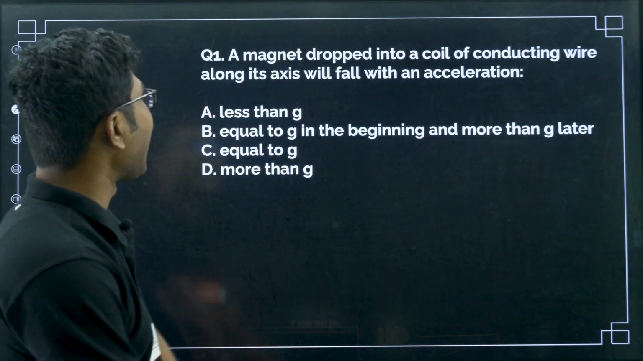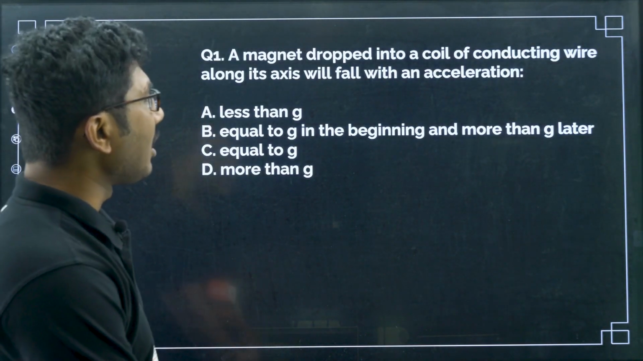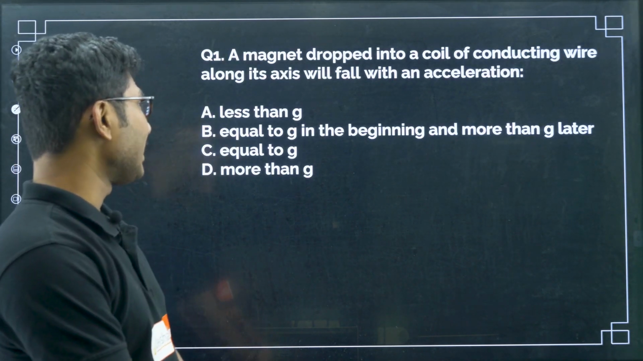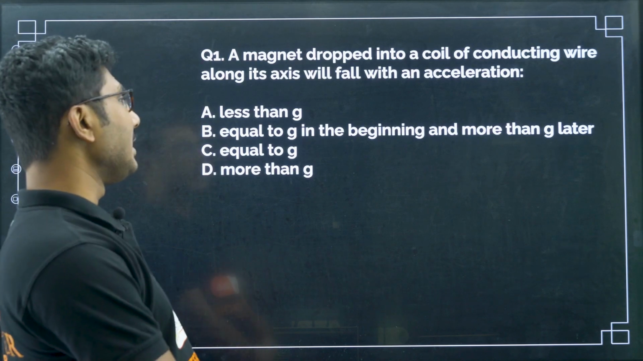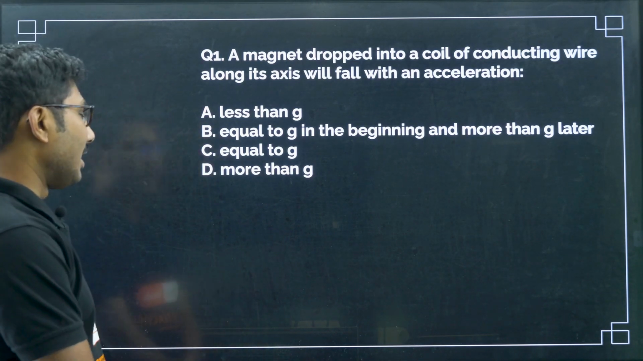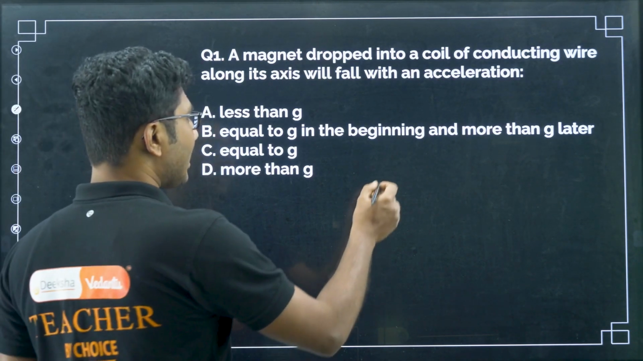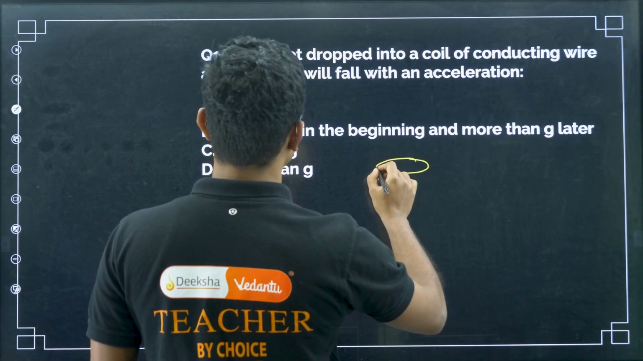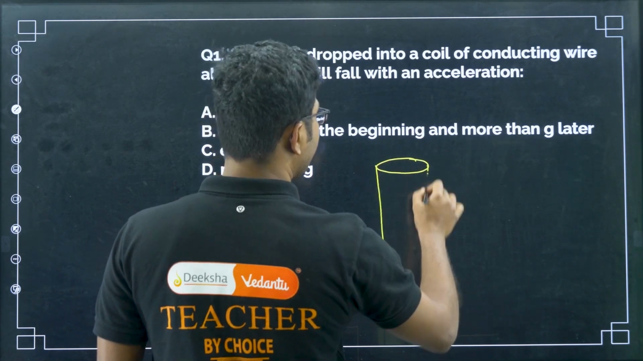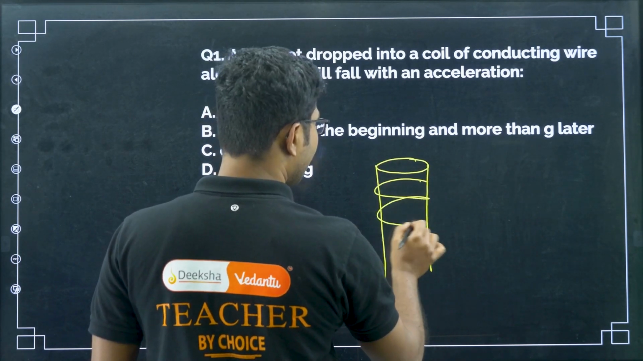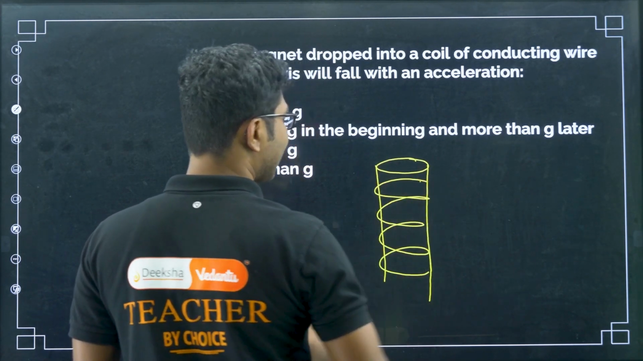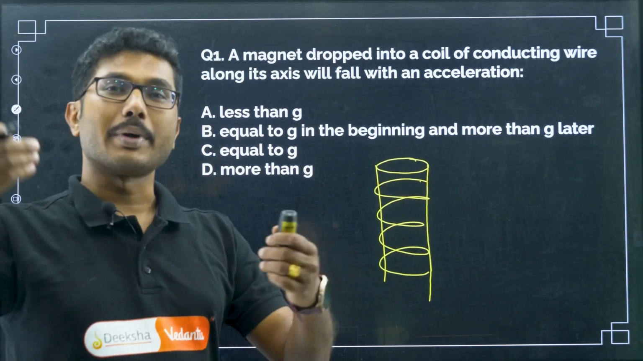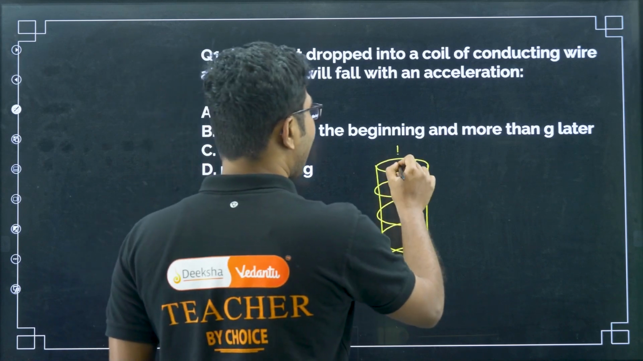The first question is: a magnet dropped into a coil of conducting wire along the axis will fall with an acceleration less than g, equal to g, equal to g in the beginning and more than g later, or more than g. So what is the question? A magnet is dropped along the axis of a coil of conducting wire. The coil is not carrying any current, but it is conducting. For example, say a magnet is dropped through a copper tube. What will happen when the magnet is falling?